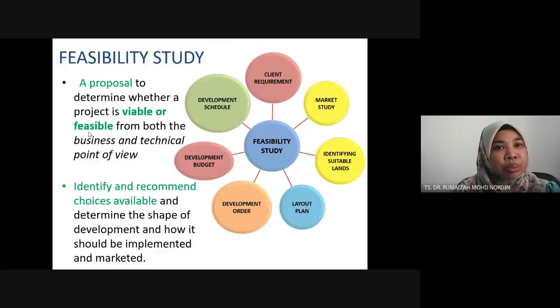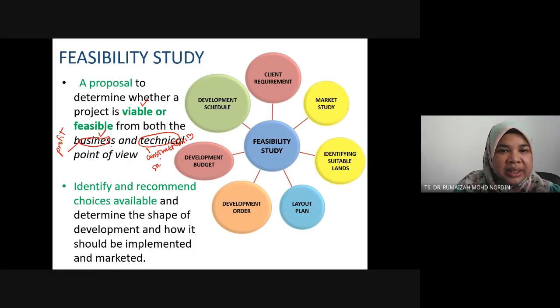Alright, so now we move to the feasibility study. Okay, feasibility study ni objektif dia adalah it is to determine whether the project is viable or feasible. So feasible ni dia ada business and technical point of view. So bila business tu dia akan melibatkan kepada profitable. And technical ni also ada banyak lah, maknanya construction, constructability, and then ada safety dan sebagainya. Viable ni maknanya boleh dilakukan. Maknanya boleh dapat financial and then boleh marketable.